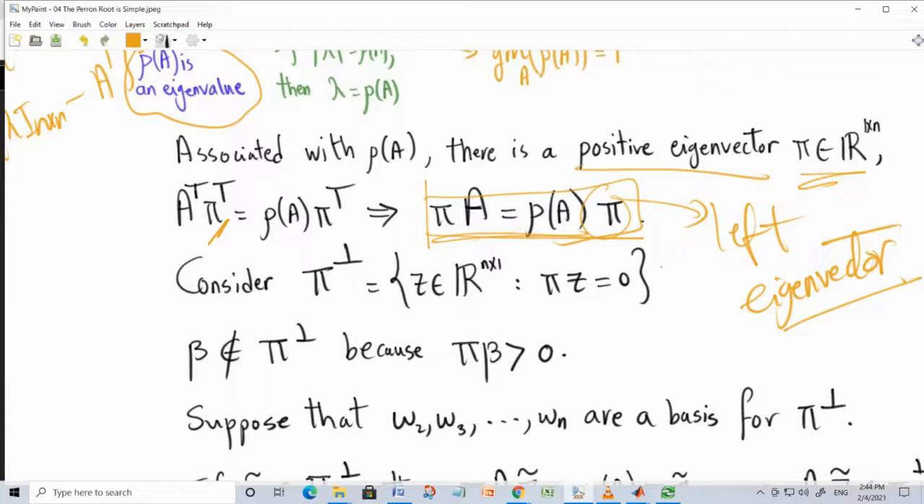So I will give you the results regarding non-negative matrices in which you allow the presence of zeros.